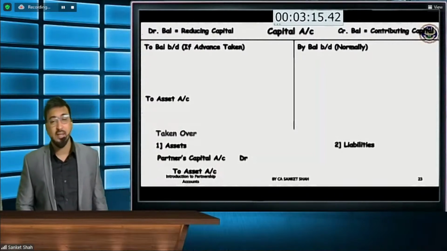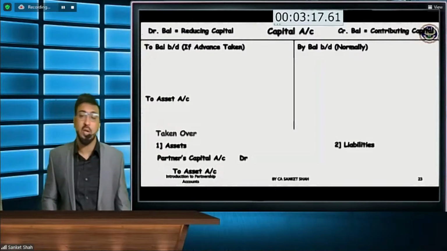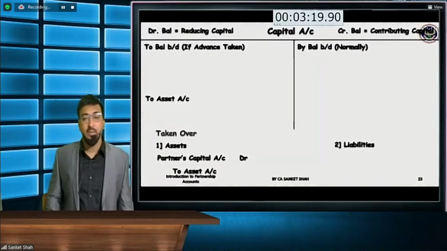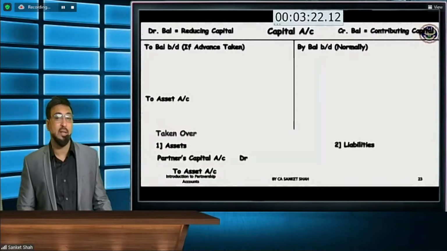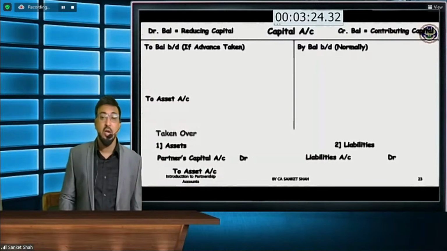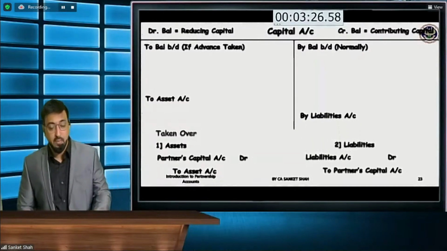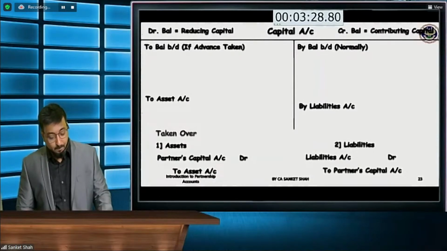And liability is taken over by the partner. So liability has a credit balance. It is transferred to capital. So liability becomes zero. So liability has to be debited. Normally it has a credit balance and capital is increasing. So liability account debit to partners capital. I hope you remember each and every entry of partnership.